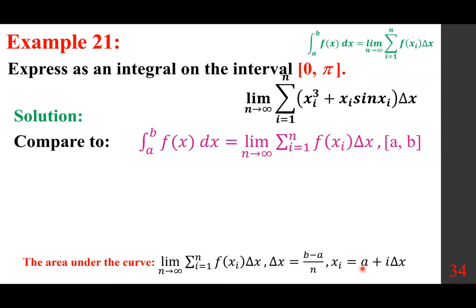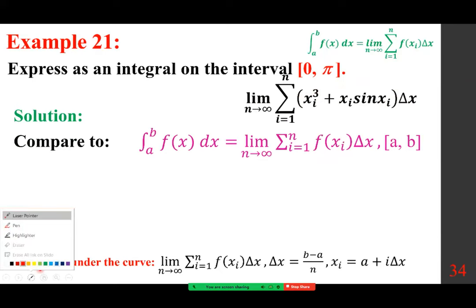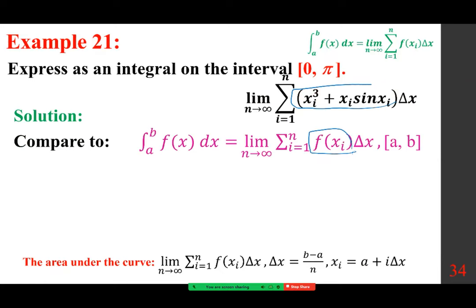So first and foremost, let us compare. So we are going to put this next to it. So compare these two. Clearly a and b means 0 and pi, so a is 0, b is pi. But if you compare this, this is delta x, this is f of x sub i. So if this is f of x sub i, f of x must be x cubed plus x sine x.